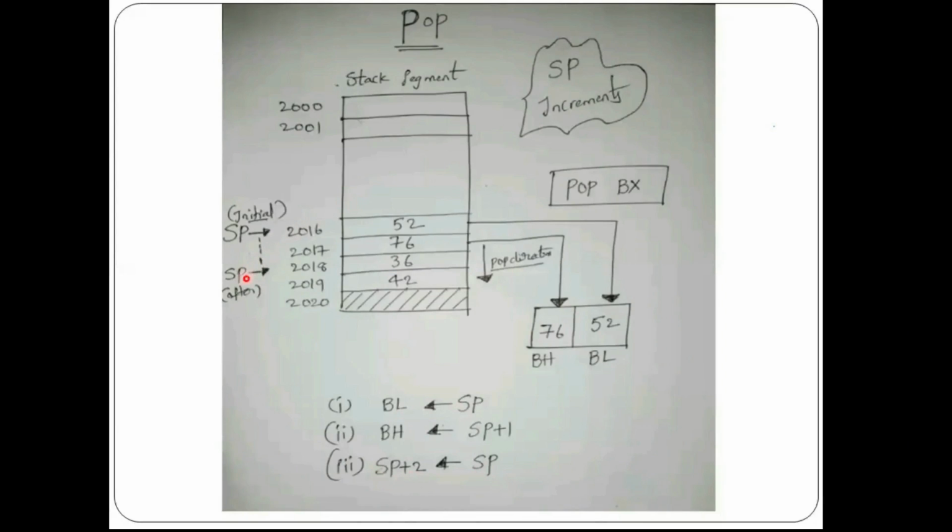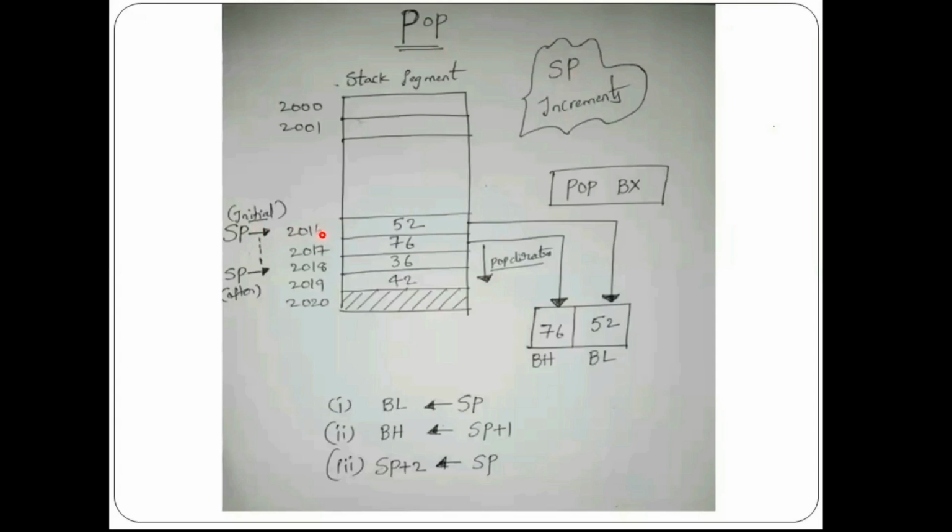Now your SP after the pop operation points to 2018. So this is the push and pop operation, and understanding these 3 things is very, very important. What is the conclusion here is that SP increments for every pop operation. The stack pointer increments for every pop operation.